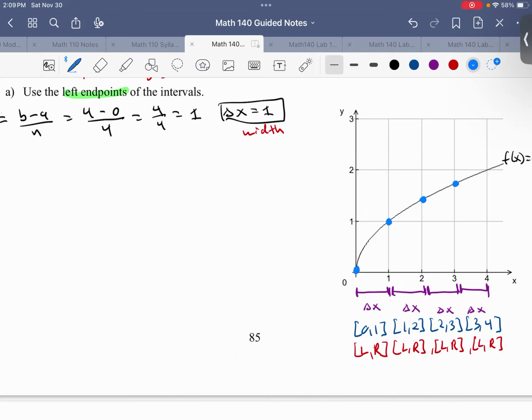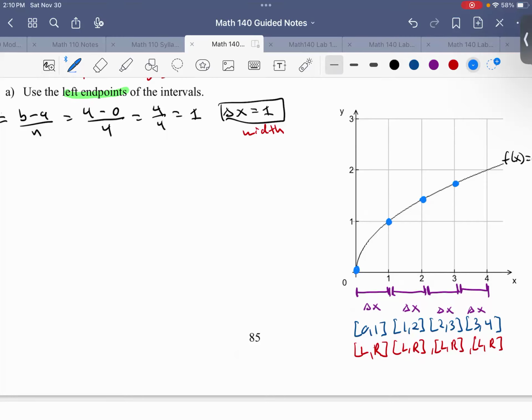So I'm using my left endpoints. Notice that 4 is not included. I'm not drawing a point at 4 because 4 is only a right endpoint. It's not a left endpoint at all. So let's go ahead and draw out our rectangles.